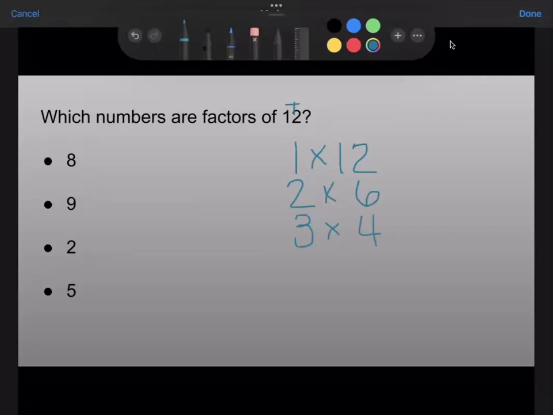And then I can stop there because my next number to try would be 4. We already know 4 works. It's kind of like a little loop if you imagine it. So let's go back to the list. 8 does not work. 9 is not on that list. 2 is, but 5 is not. So out of this list over to the left, the only factor there that is a factor of 12 would be 2.